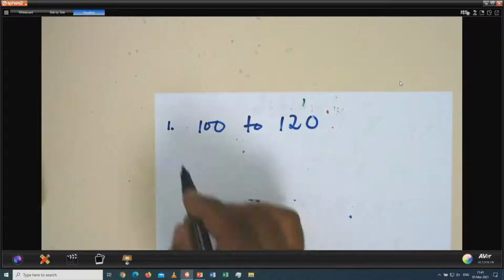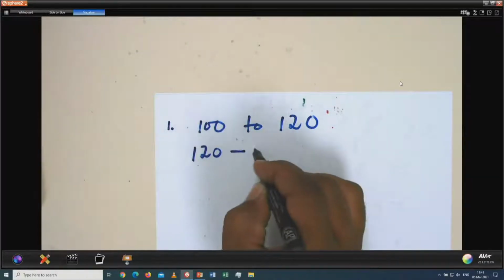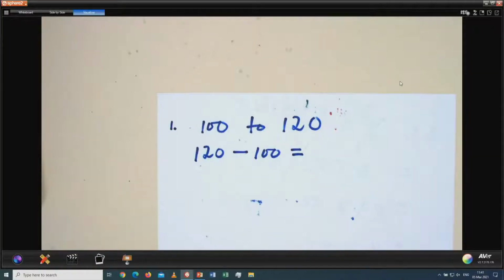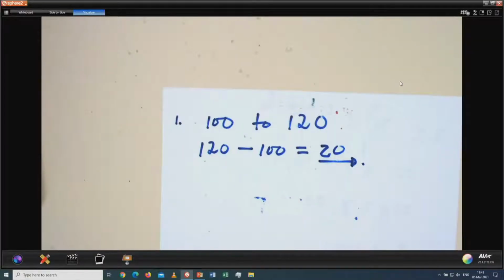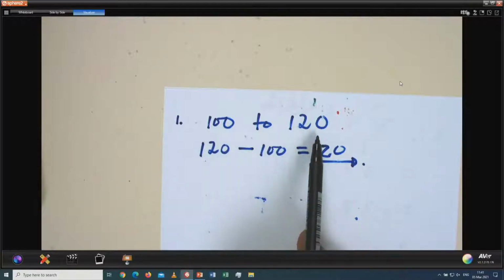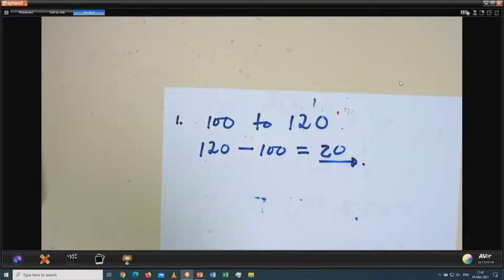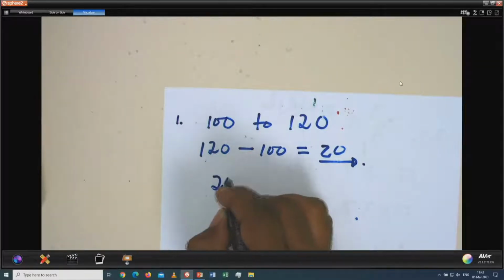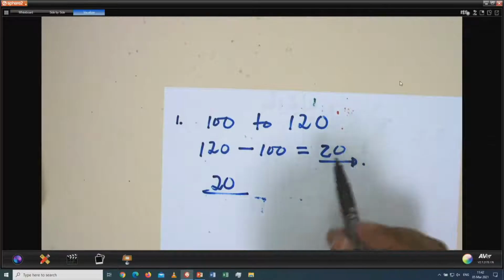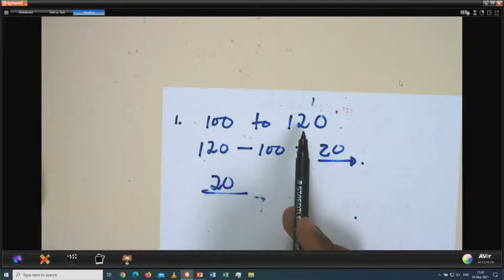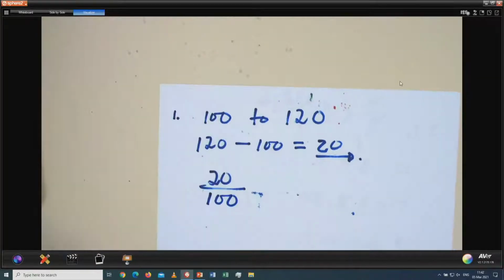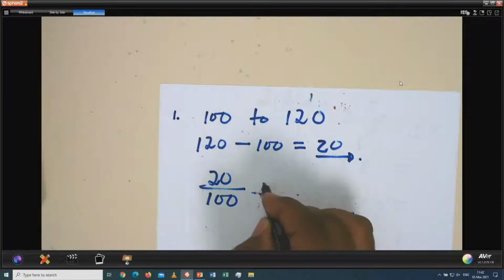How do we find the difference? 120 subtract 100, and therefore, how much do we get? We get 20. Now we can see that there is an increase of 20 from 100 to 120. Now the question says, let us find the percentage increase. We take 20, that is the difference, divided by the original number. Which one is original between 100 and 120? Most definitely 100. And then we multiply it by 100%.